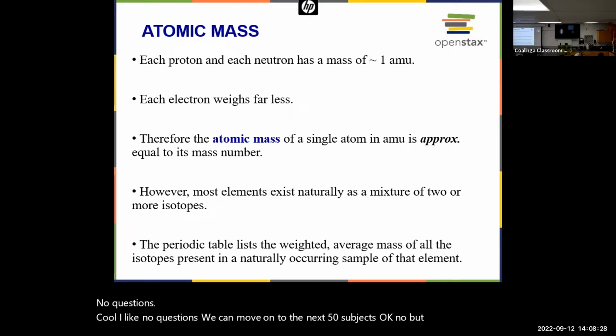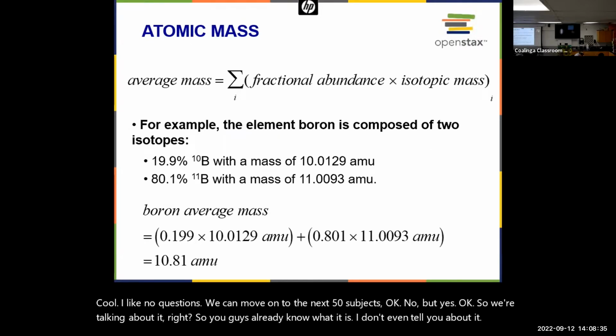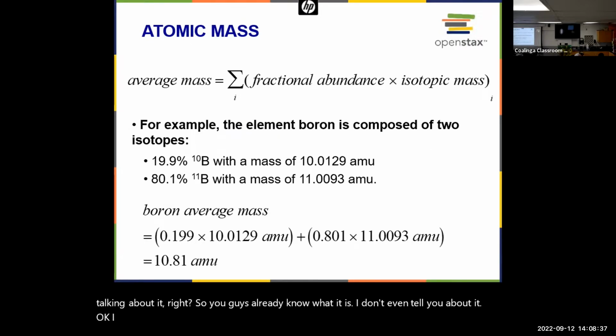Okay, so we already talked about the atomic mass, right? So you guys already know what it is. I already told you how it's calculated. So that average mass is what we see on the periodic table. I've already shown you how to calculate it.